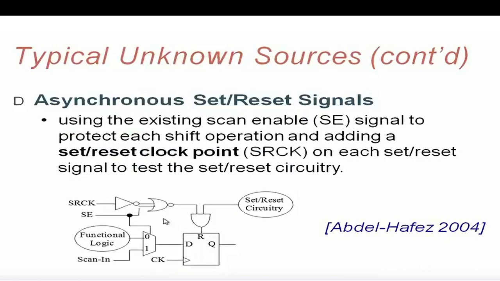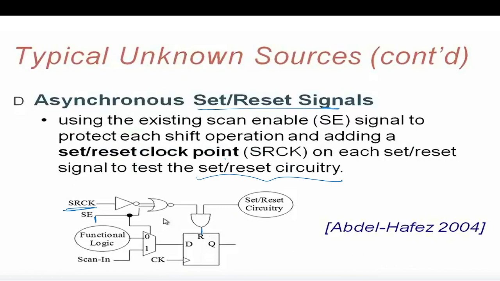If we have asynchronous set and reset signals, that is one of the sources of unknown, so we want to block this when we have the BIST operation, but that is the test mode. But if you want to test this asynchronous path, we can test through this SRCK path. So using the existing scan enable signal to protect each shift operation, and by adding a set reset clock point on each set and reset signal, we can test this circuitry.